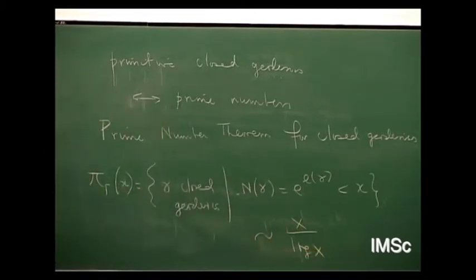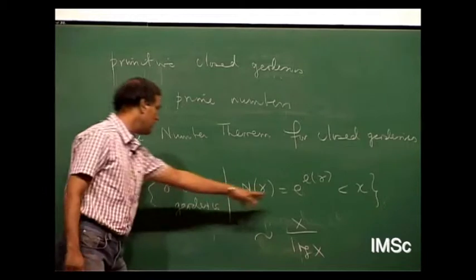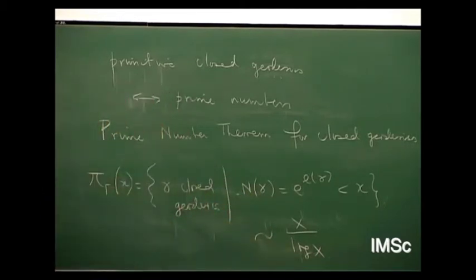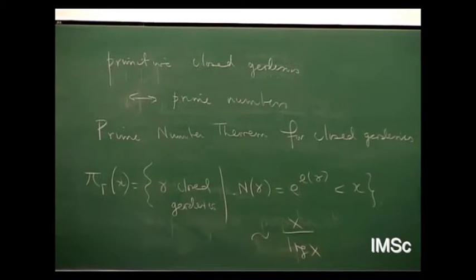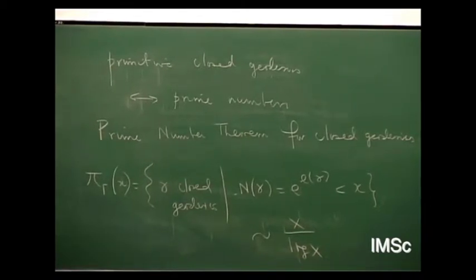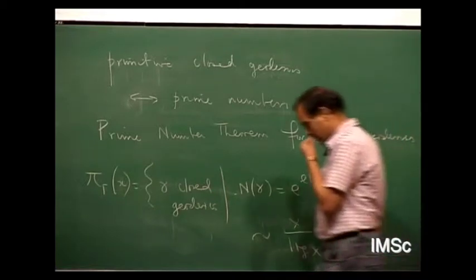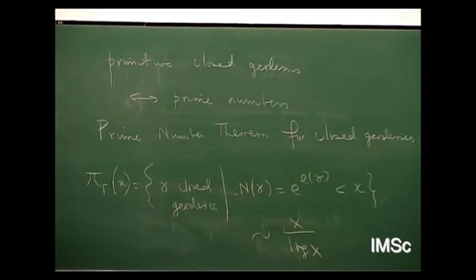So it's an exact analogy with the prime number theorem, where the number of primes p less than x is asymptotic to x upon log x. Okay, so that's Selberg's theorem, which was of course generalized by Gangolli and Warner to higher rank spaces or higher dimensional spaces. Okay, so these are the two analogies.